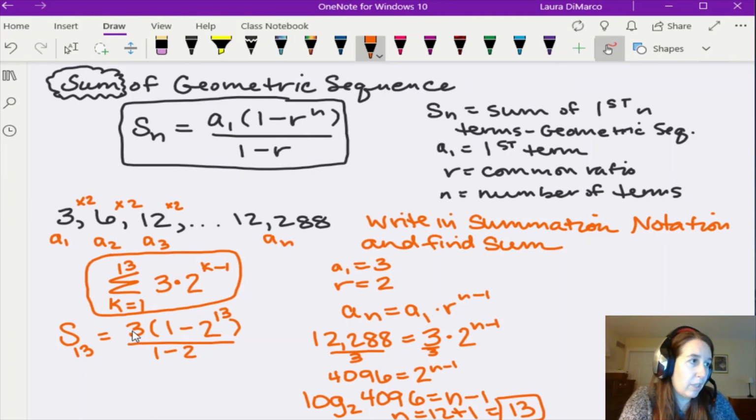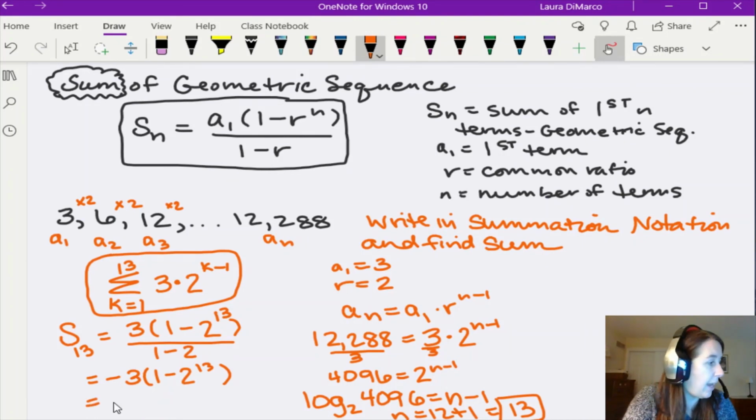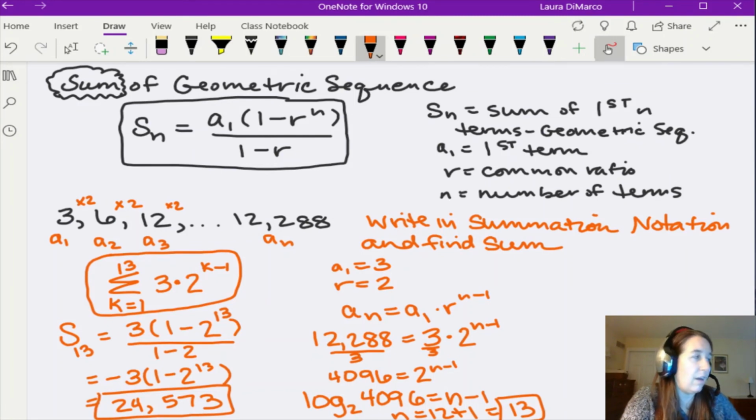So the formula is 3 times 1 minus 2 to the 13th over 1 minus 2. You can actually leave it that way, or 1 minus 2 is negative 1. So this would be negative 3 times 1 minus 2 to the 13th. Okay, sometimes these numbers are huge and you really don't want to go any farther. In this case, because it was just 2 to the 13th, I did calculate it. I multiplied it by the negative 3 and I got 24,573. Okay, so it wasn't too bad of a number, so I did type it in. All right.